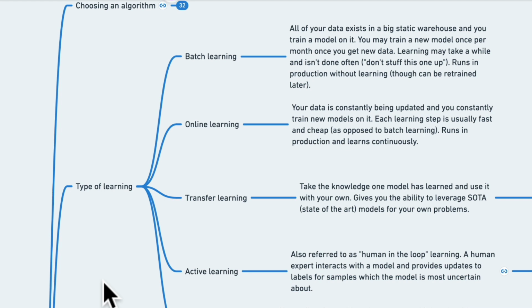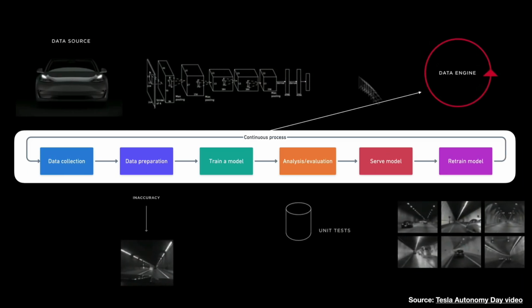We've got batch learning. In other words, all of your data exists in a big static warehouse and you train a model on it. Or you've got online learning. Your data is constantly being updated and you constantly train new models on it. Each learning step is usually fast and cheap, as opposed to batch learning, and it runs in production and learns continuously. So let's think about how Tesla might use batch learning or online learning.